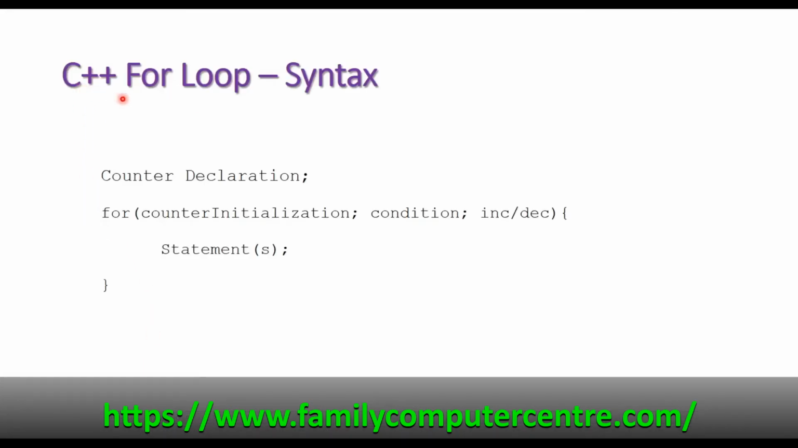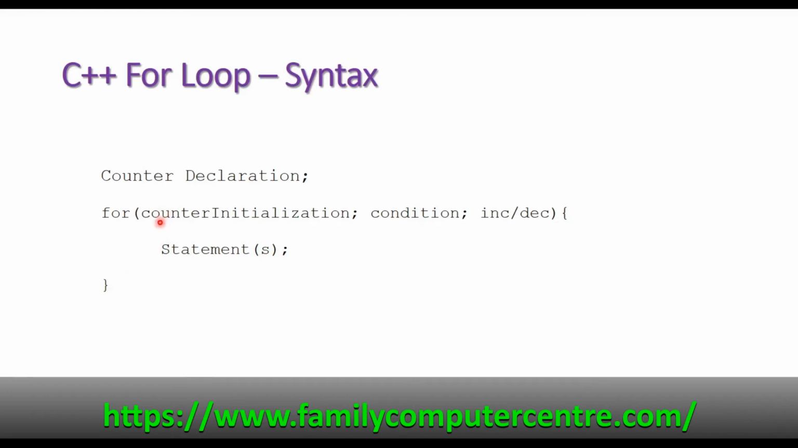So here is the syntax for the C++ for loop. First you have to make a counter declaration, and you start with for, and in the bracket you will have the first value of the counter, which is the counter initialization. Then you will have a semicolon. Then you will have the condition which decides how many times the loop should work. Then again a semicolon. Then counter increment or decrement. Then you open the curly bracket. Then inside that you will write statements. And you close the curly bracket.